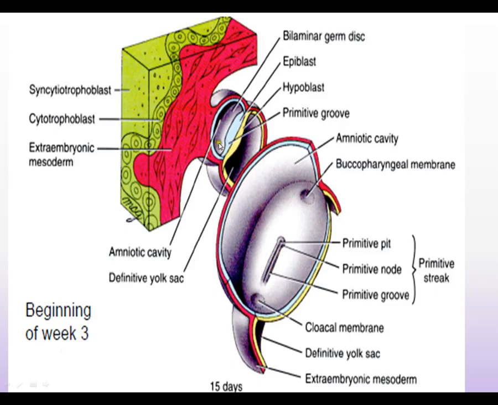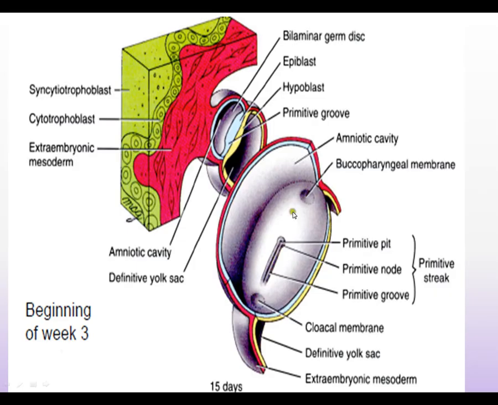So at the end of the second week of development, two germ layers and two cavities are formed. These two cavities are the amnion and the primary yolk sac, with the epiblastic layer and the hypoblastic layer. But at the beginning of the third week, two areas are identified on the ventral side of the embryonic disc.